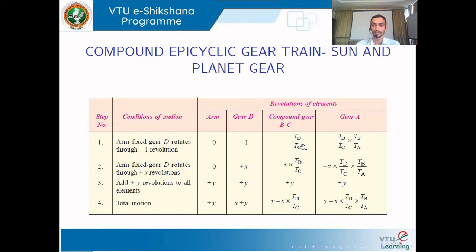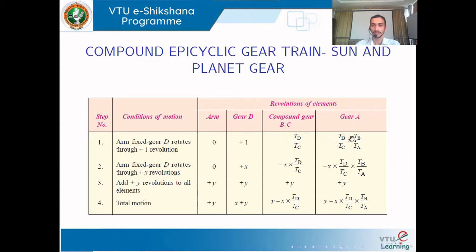On the same shaft we have gear B and gear C. They are compound gears, so they have the same speed, but the gear B is meshing with gear A. Since gear A has internal teeth, whatever direction the compound gear rotates, gear A also rotates in the same direction. So both will have the same direction of rotation. If this is negative, this also will be negative.